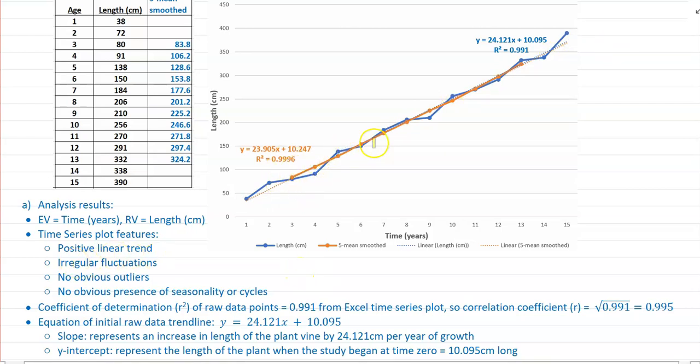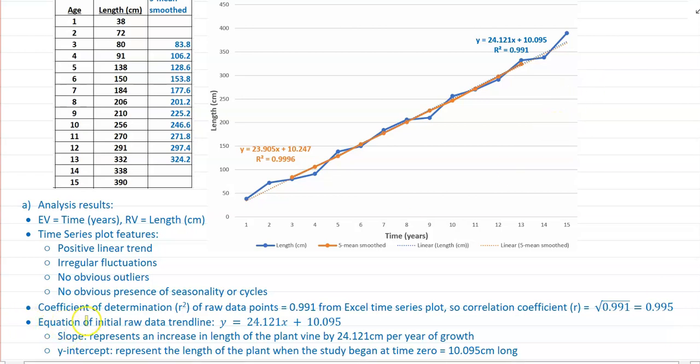There's presence of irregular fluctuations. I can't see any obvious outliers, and there's no obvious presence of seasonality or cycles over those 15 years. Just concentrating on the raw data for now, my coefficient of determination is 0.991. And if I convert that into my correlation coefficient, I get 0.995, which supports a strong positive linear association.